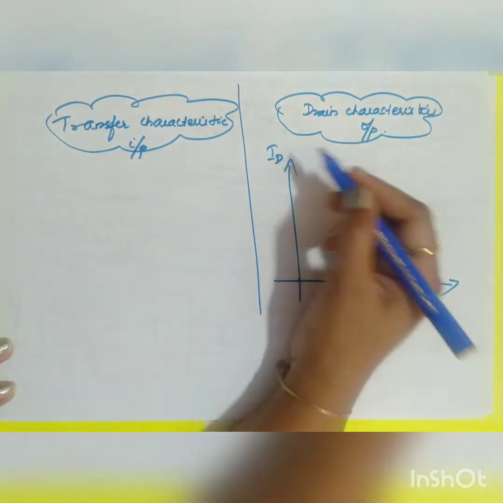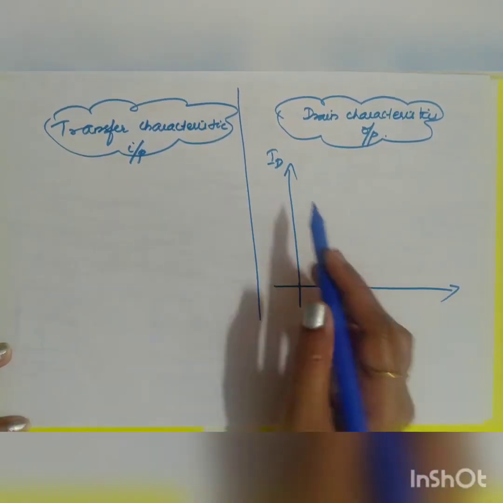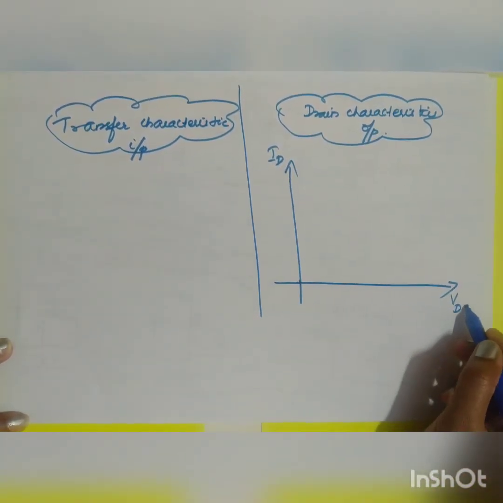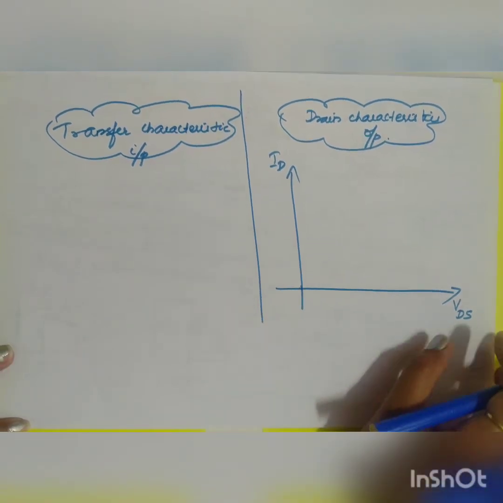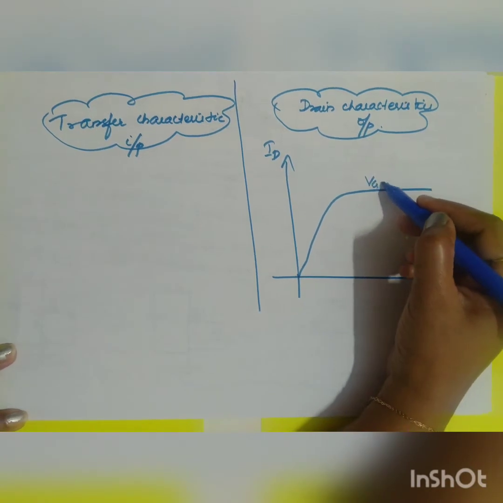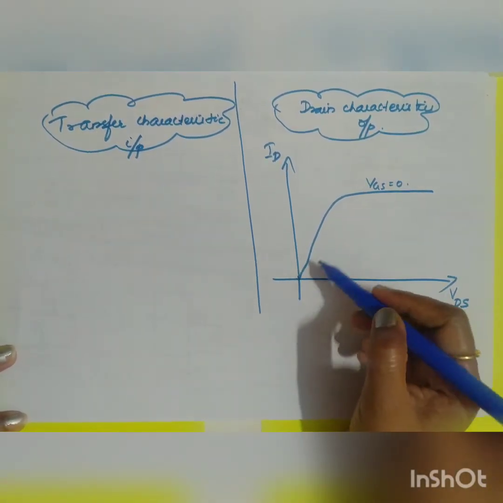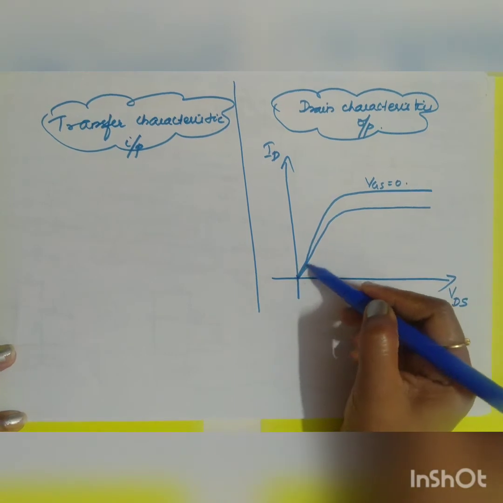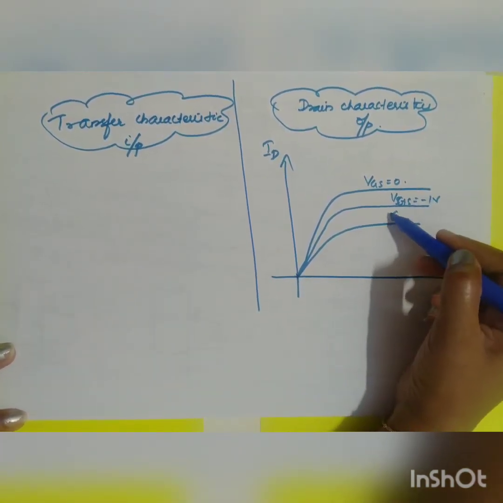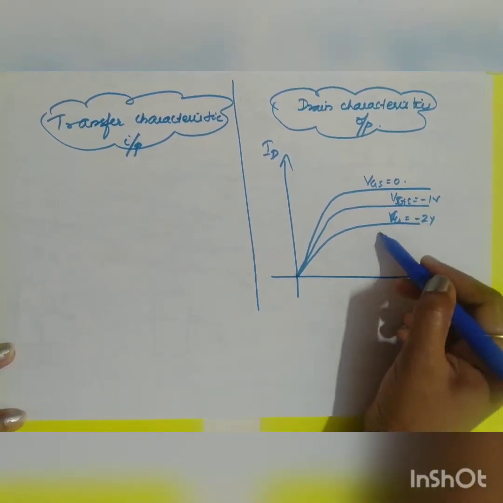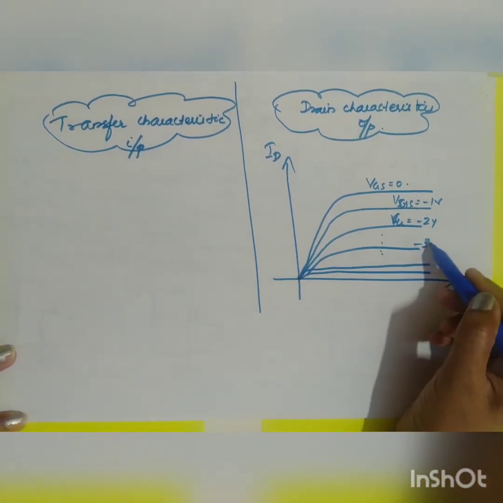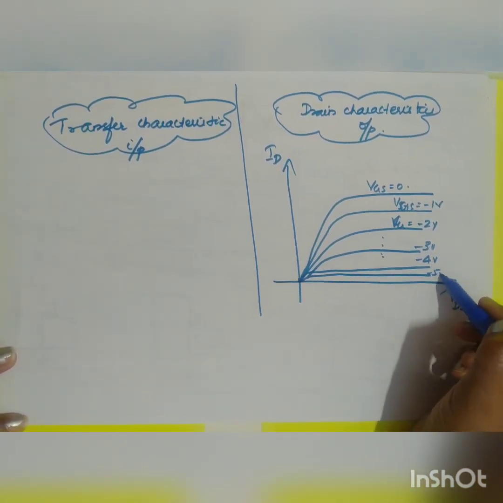So what are your output parameters? One is your current and the other is your voltage. Output current is your current ID, and output voltage is VDS, keeping what constant? VGS constant. So first you will have VGS equal to 0, and it works in two conditions. When VGS is negative, when VGS is minus 1 volt, minus 2 volt, it keeps on increasing, becoming more and more negative. Minus 3 volt, minus 4 volt, minus 5 volt, etc.